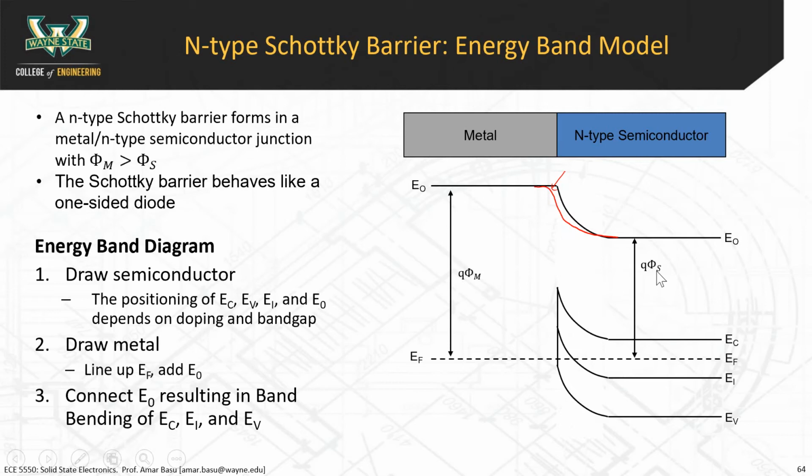And after you connect E0 together, you also do the same thing for EI and EV. Because E0, EC, EI, and EV all have to run parallel to each other. The distance between those energy states doesn't change. That's determined by the band structure of the material. It cannot change. So if one of them bends up like this, the other ones have to bend up as well.